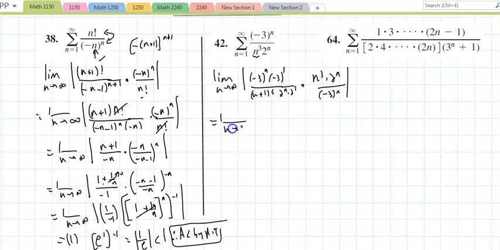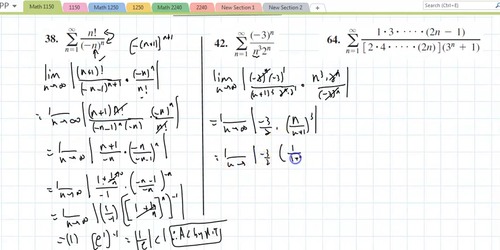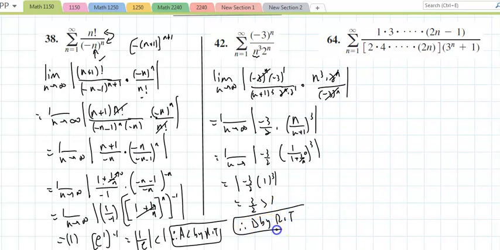That is the limit as n approaches infinity. Those cancel out and those cancel out. I'm left with negative 3 over 2 times n over n plus 1 cubed, limit as n approaches infinity, of negative 3 halves times 1 over 1 plus 1 over n cubed, that's a 0. So this is the absolute value of negative 3 halves times 1 cubed, which is 3 halves, bigger than 1. Therefore, it diverges by the ratio test.